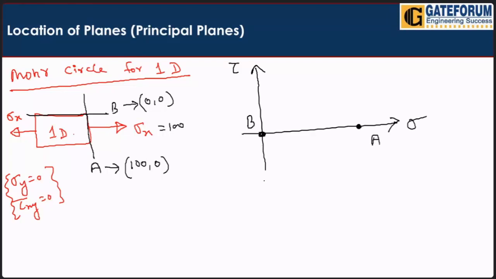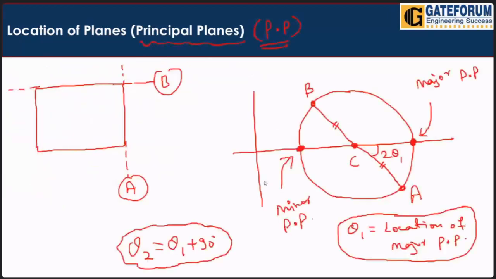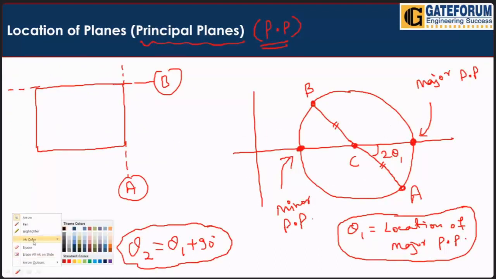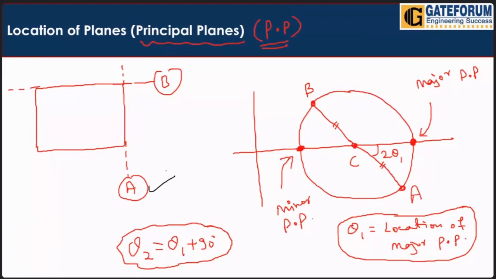So AB will always be the diameter of the circle. I am showing you here, AB is the diameter. Just look here, plane A. This vertical will be plane A, and this horizontal will be plane B, at 90 degrees inside the body. So here we have plane A and plane B.